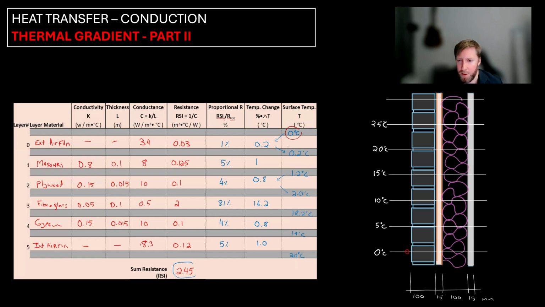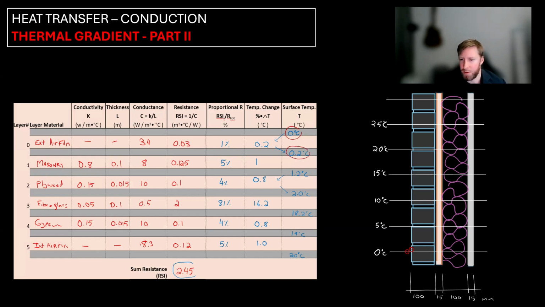Okay, go to the area between the air film and the masonry. So that's right on the surface of the masonry, and that is going to be 0.2 degrees Celsius. So it's really not too high up there. It's going to be somewhere around there. And so that's the temperature on the surface of the masonry. So I've done that one here.